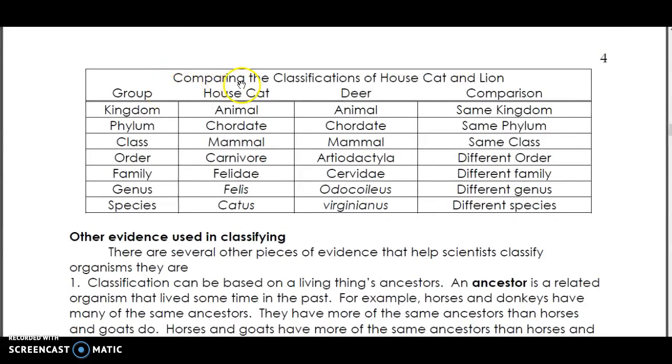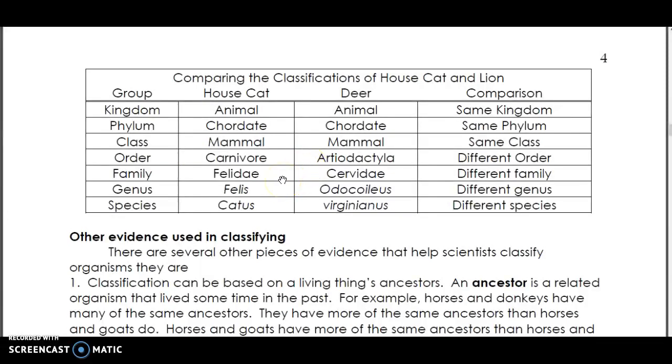So comparing the classifications of a house cat and lion, that should actually say deer. I should say deer right there. So here's the group, the house cat and the deer. They're in the same kingdom, animal, in the same phylum, chordate. Their class, they're both still mammals, but after that, they are completely different. Their order, the house cat is a carnivore, where the deer is Artiodactyla.